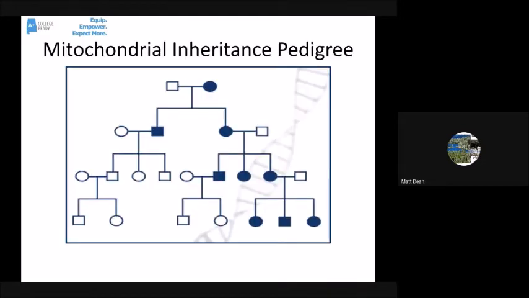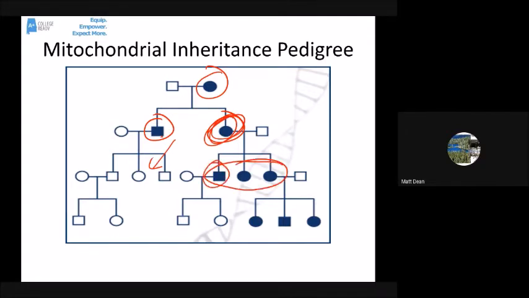So here's an example of a mitochondrial pedigree. Notice this female has it. Both of her children get it. This affected male passes it on to no one. This affected female passes it on to every one of her children.